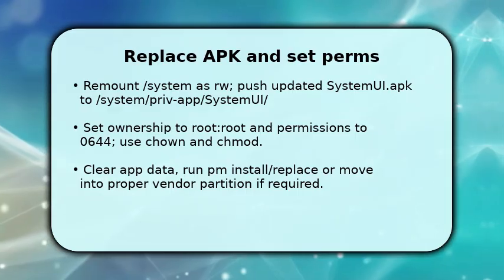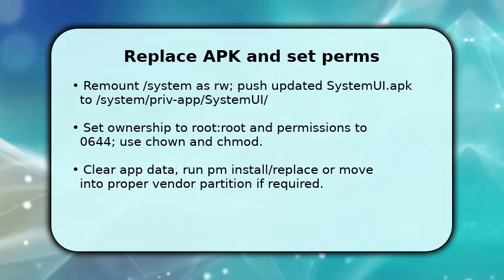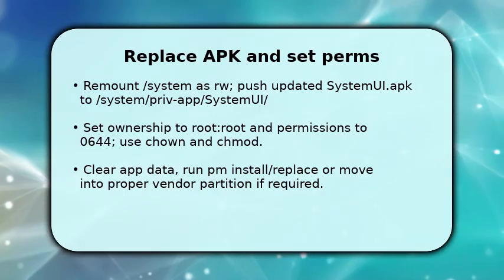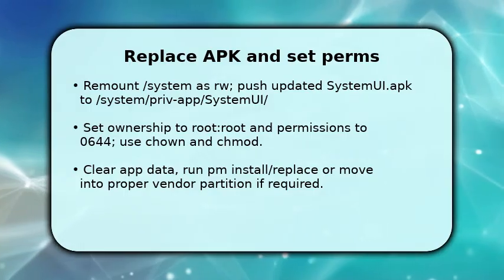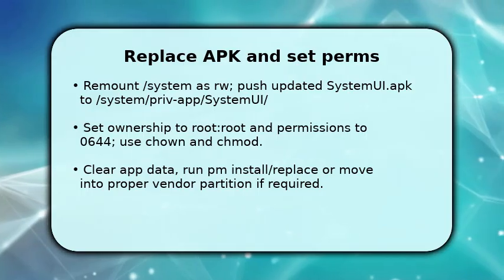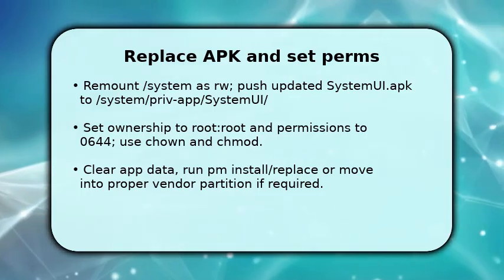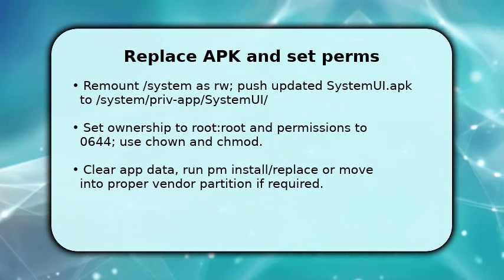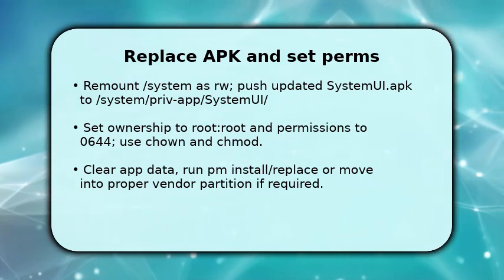Make sure you set ownership root and permission 0644 using chown and chmod so Android accepts it. Once copied, clear the app data and cache for SystemUI, then run pm install -r to replace, or reboot into recovery to fix file contexts. This preserves signatures and frameworks.